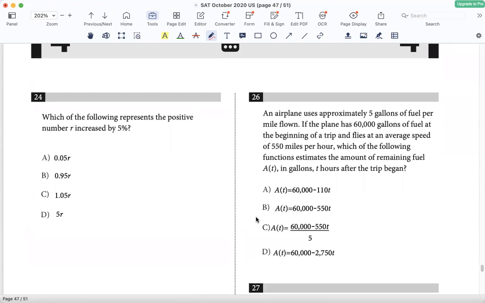Which of the following represents the positive number r increased by 5%? So r plus 5% of r, so r plus 0.05r. So 1.05r.